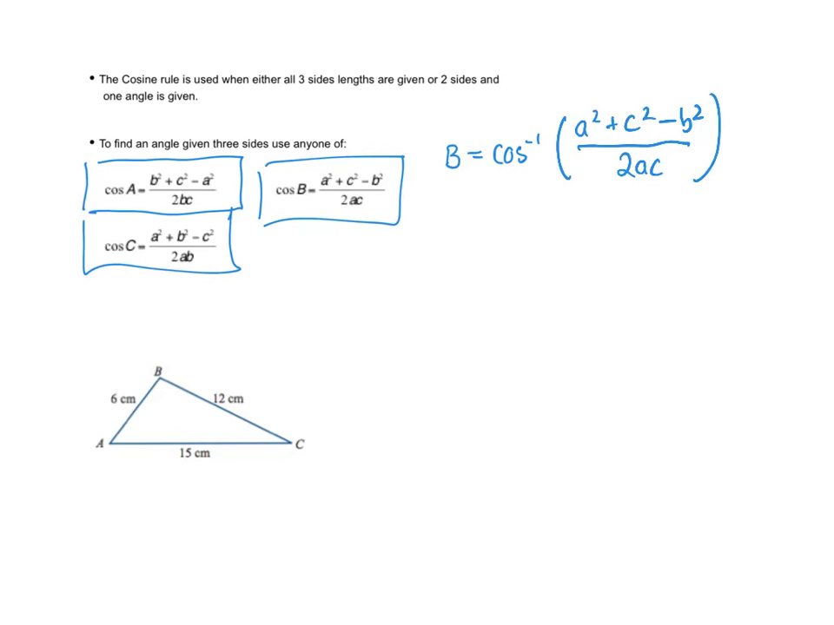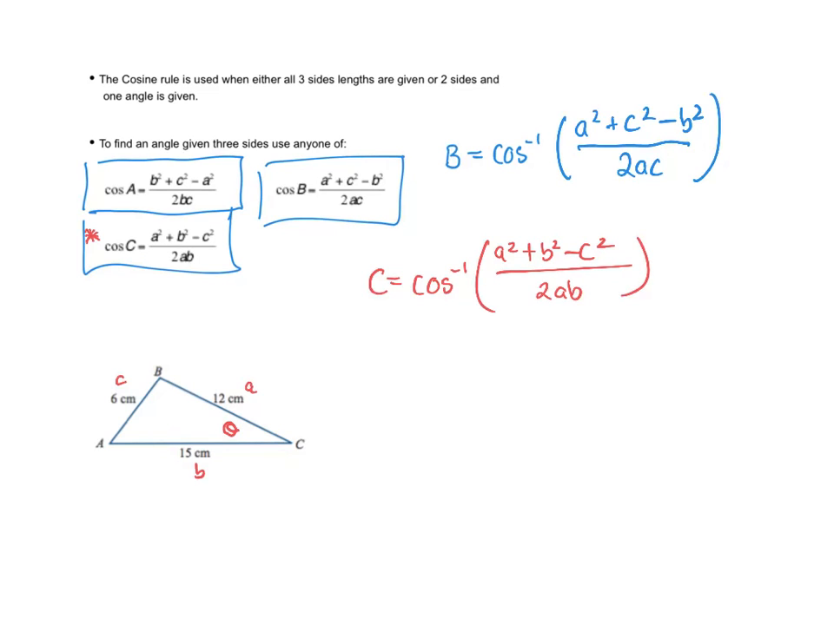So let's have a look at this example here. I'm going to say find this angle here. Okay, so we've got little a, little b, and little c. Now, because I want to find angle C, I'm going to use this formula, but I'm going to say C equals the inverse cos of a squared plus b squared minus c squared over 2ab.